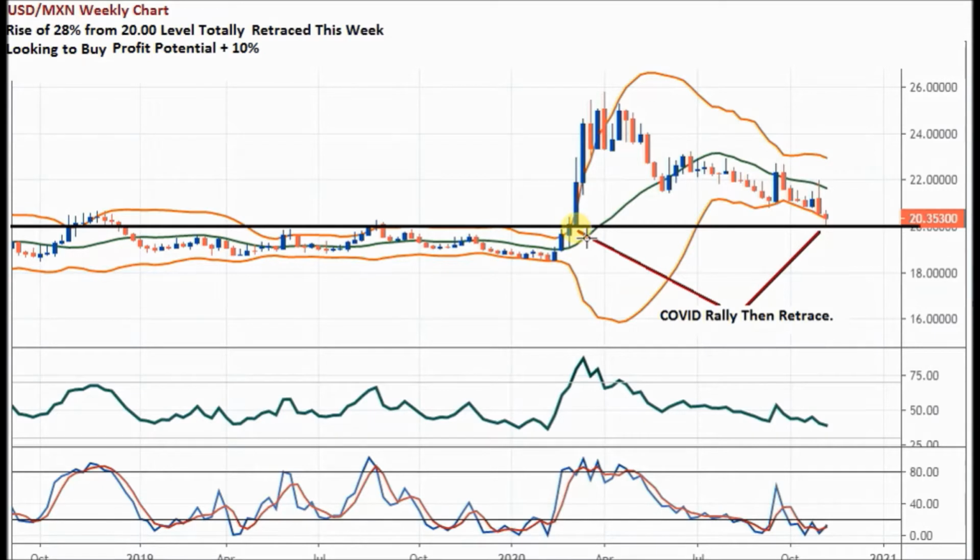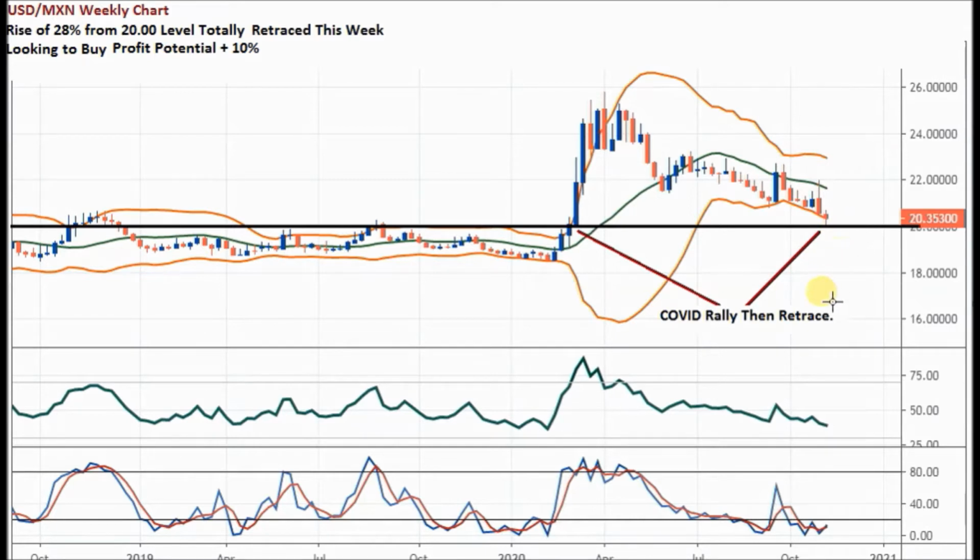Then back in March, we had COVID. COVID created risk off, which strengthened the USD against the MXN. You get a massive rally, 28% from the break of 20 up to this high. And then the rally totally retraced. We come down 28%. It's like COVID never happened. Now, I think COVID is going to help to firm the USD. There are other factors that will firm the USD against the MXN, which I'll come to in a moment. But this 20 level is a key level.